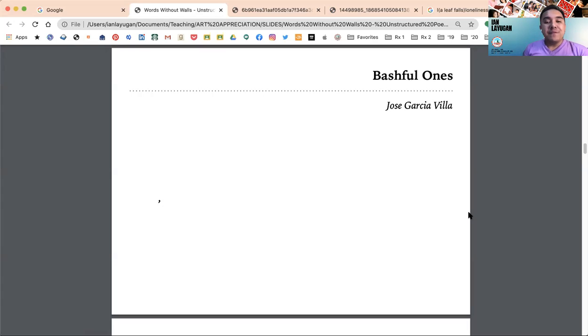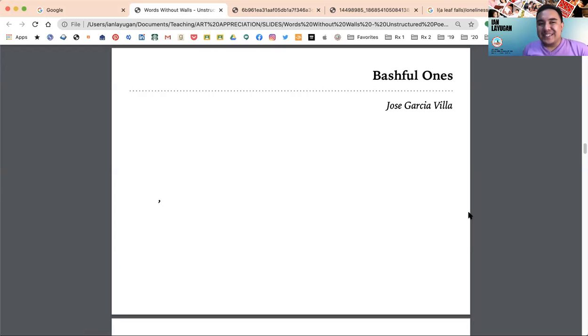Now, if you look at Bashful Ones by Jose Garcia Villa, or JGV, you can see that there is just a comma on the space. Now, I want to ask you, what do we mean when we say bashful? Bashful means someone who is very shy, okay? A very quiet, timid, shy person. And I think you already get the idea.